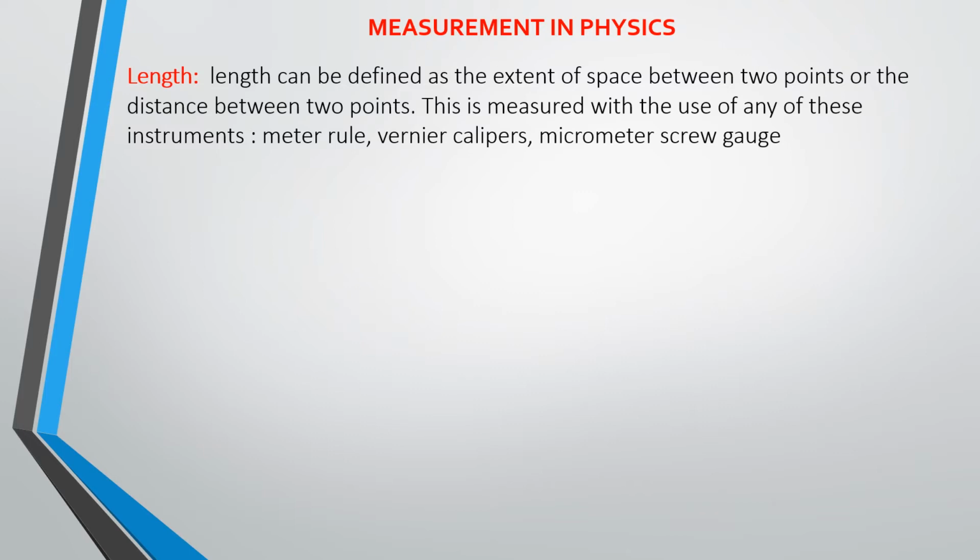So what instrument can you use to measure length? You can use the meter rule. It can be a rule or a meter rule. You can use the Vernier calipers. You can also use the micrometer screw gauge, depending on what you want to measure. In this particular class, we are going to talk about measurement using the rule or the meter rule, and then the Vernier calipers. That's what we'll discuss in this class. So please, I want you to pay attention.